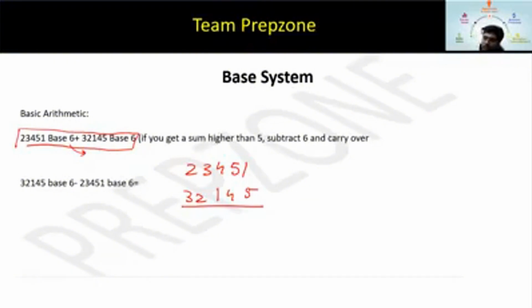Nice. So I think you have got the concept now. 5 plus 1 is what? 6. Can I have 6 in base 6? No. So what will this be? 6 minus 6, which is my base, which is 0. And what will I carry over? I will again give this a carryover.